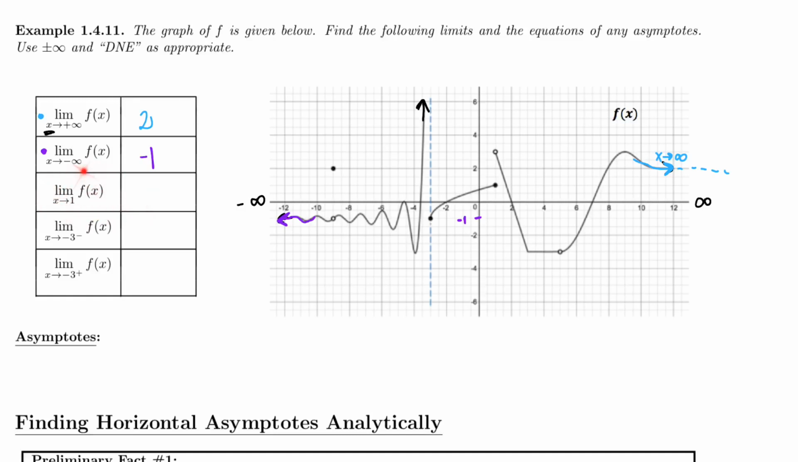What's happening with the limit as x approaches 1? This is kind of a review question. What is the limit as x approaches 1?